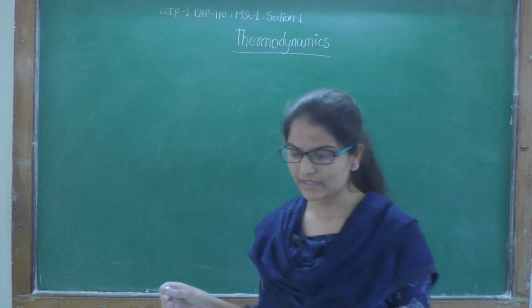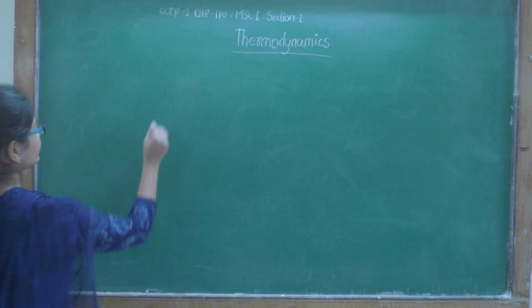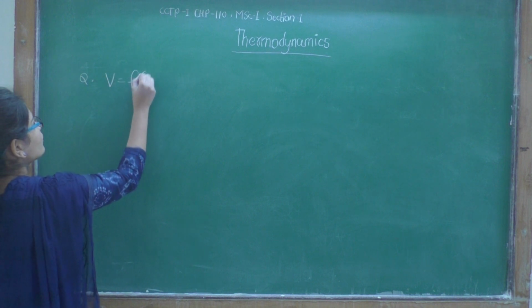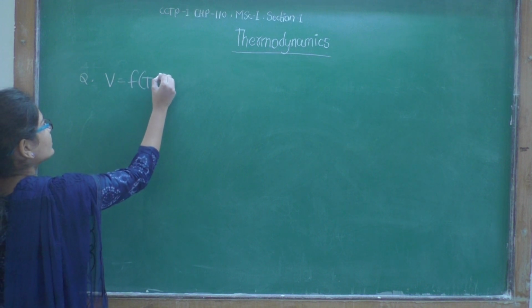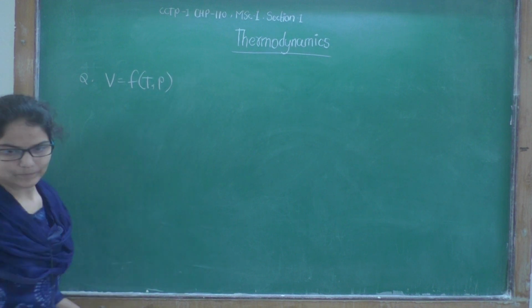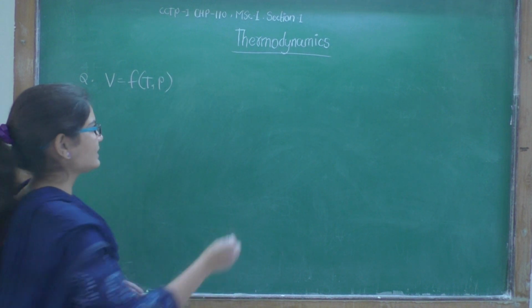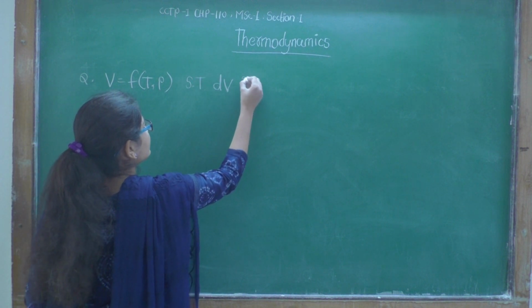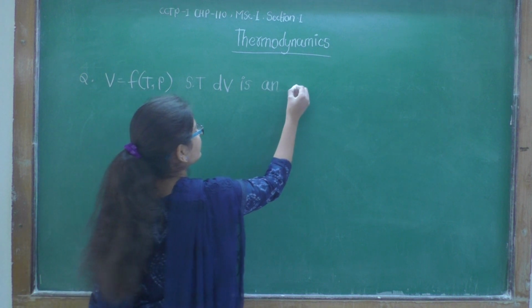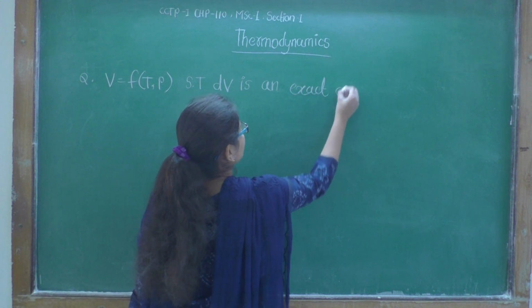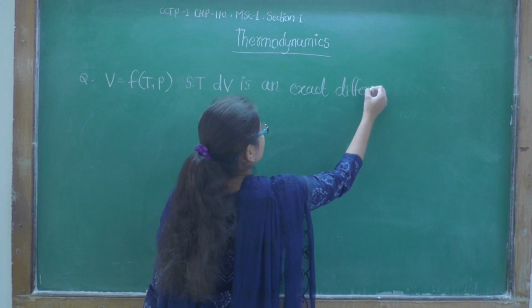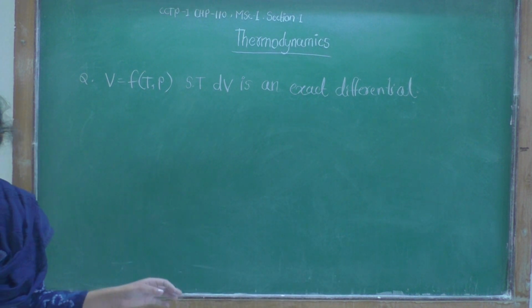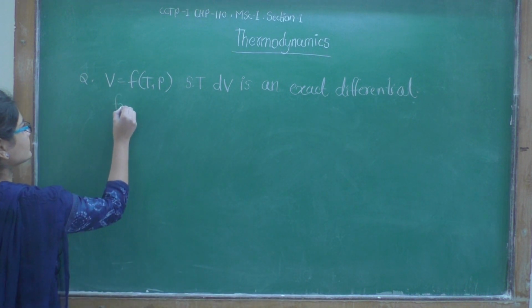Now let's have another example. V is a function of temperature and pressure. Show that dV is an exact differential for an ideal gas.